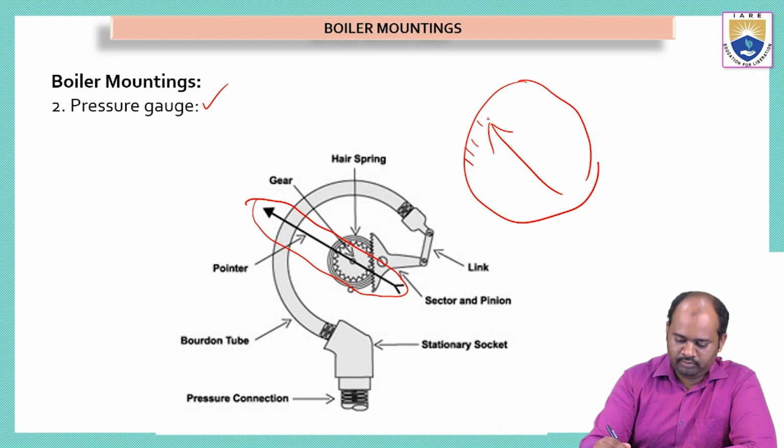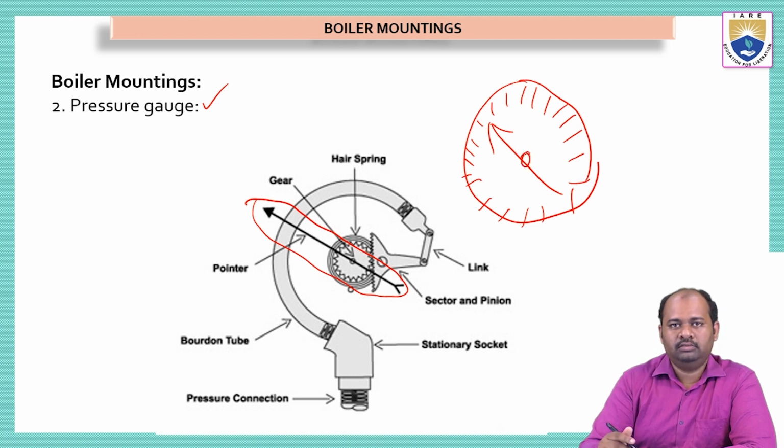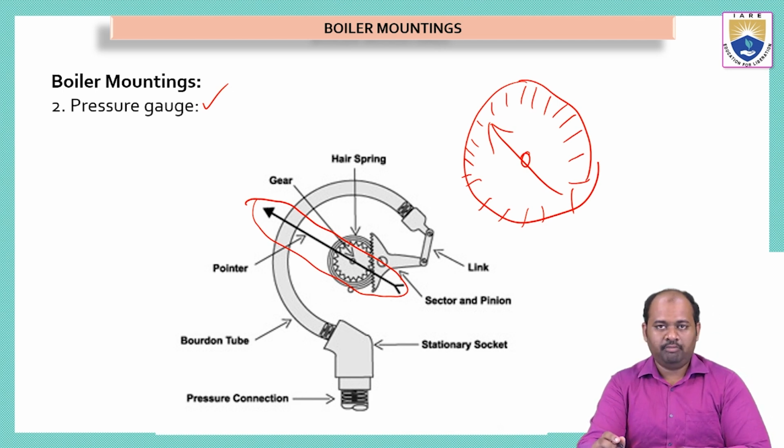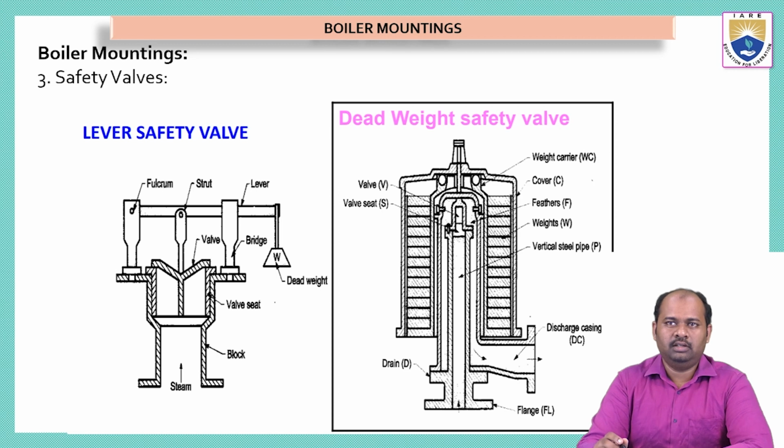So it will have some dimensional divisions on the surface of the pressure gauge, and it will indicate the pressure of the steam inside the boiler. So this is the working of the pressure gauge. Now we'll go to the next device.